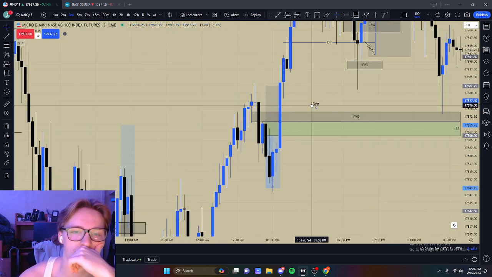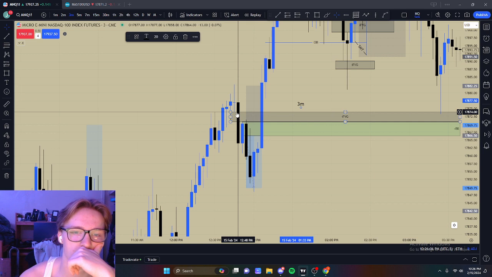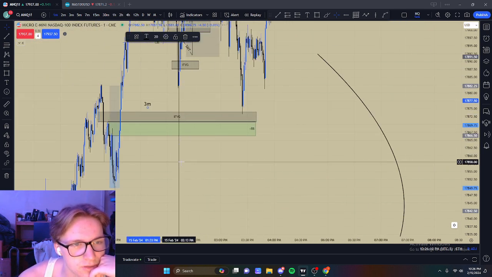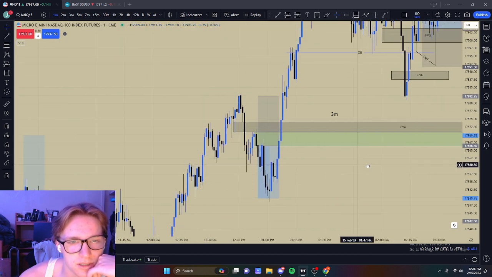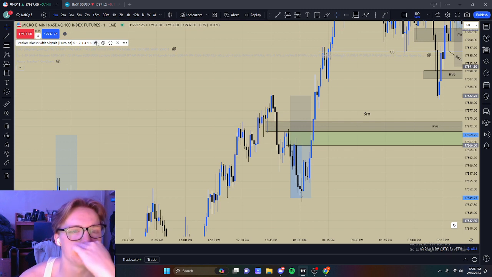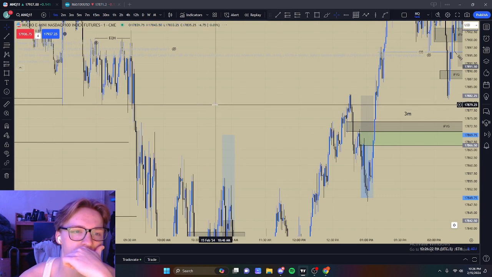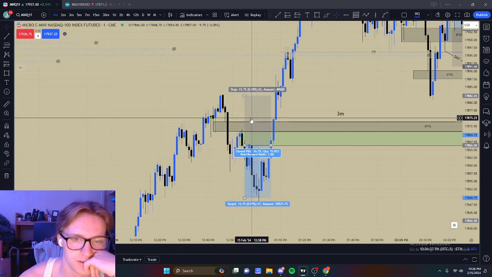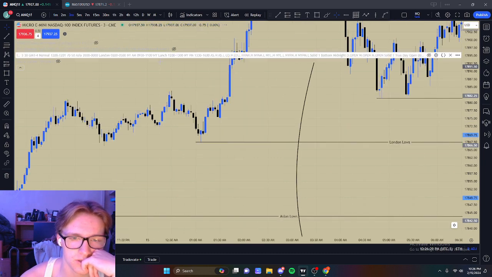So yeah, this was a 1-minute invert. Let me look at this. I honestly don't even know why I took this scalp, to be honest. I think there was a breaker block in here. Maybe not. I think we just swept some highs, though, from over here. Yeah. So this was a 3-minute inversion.